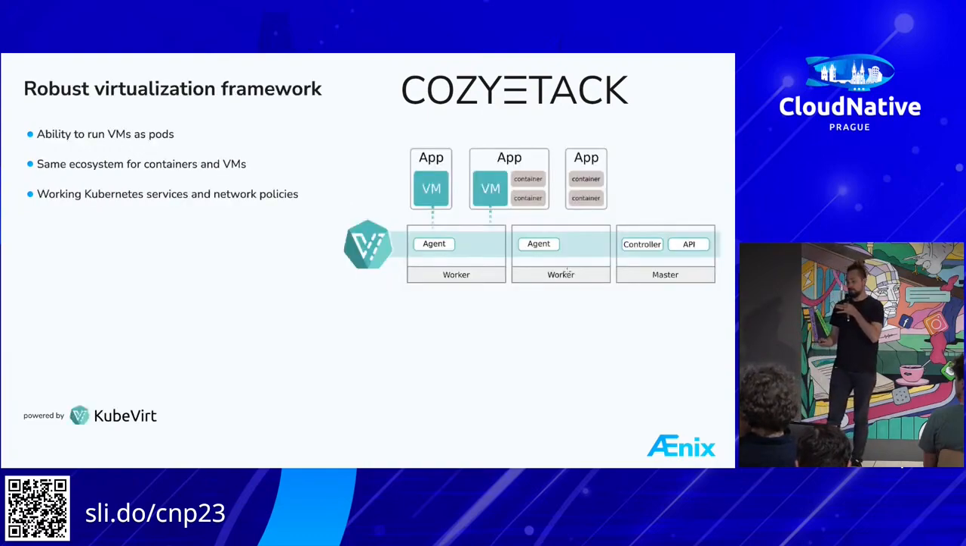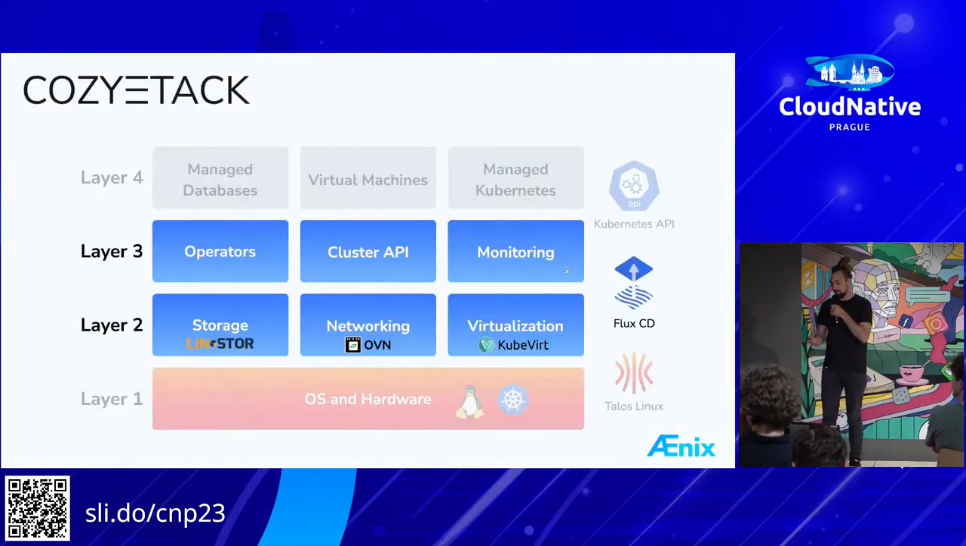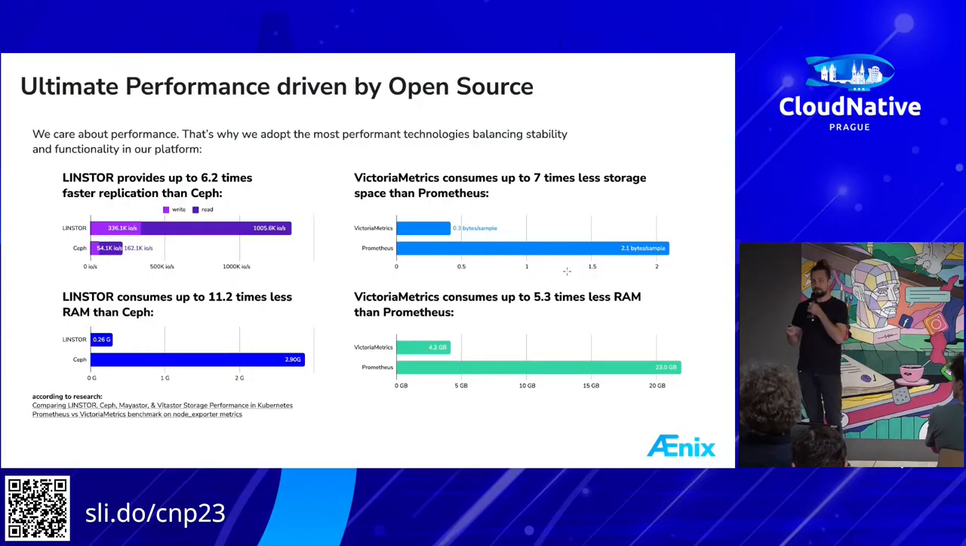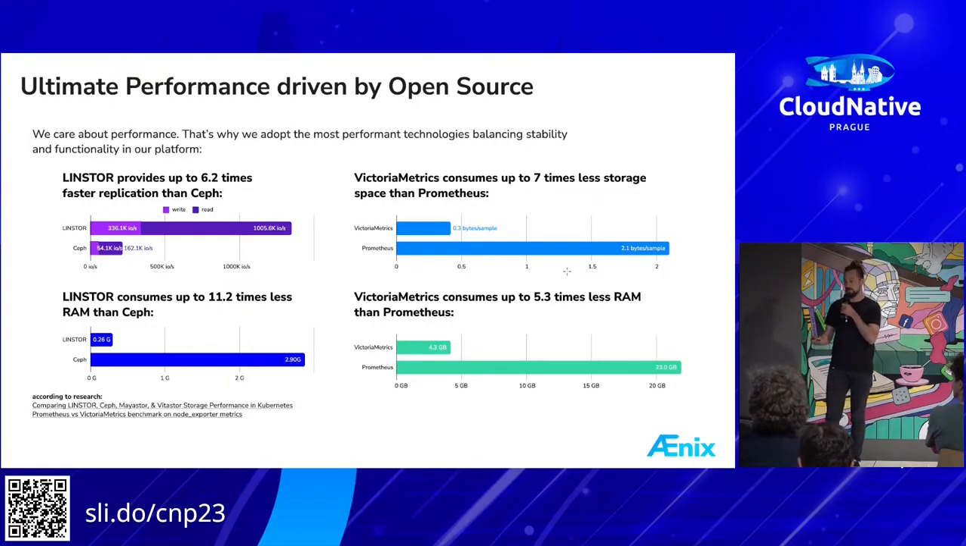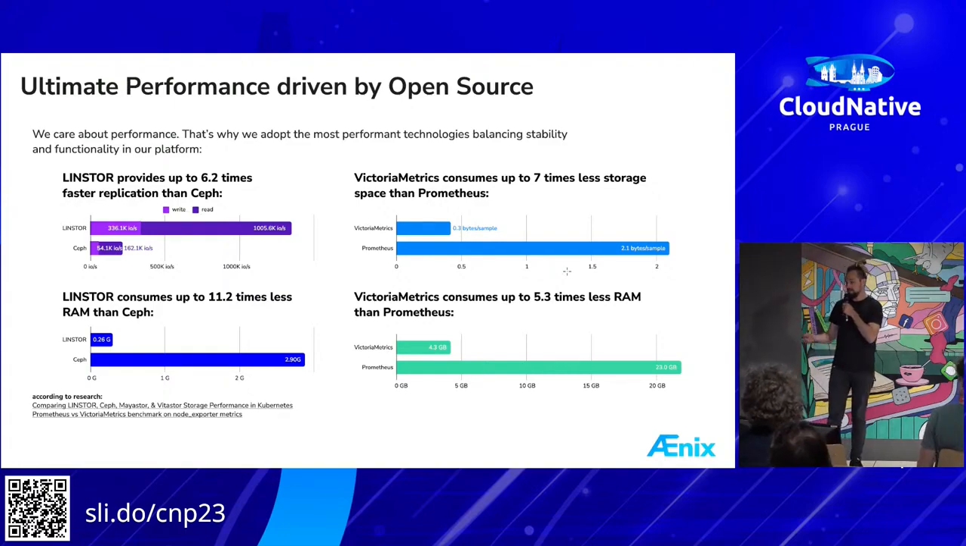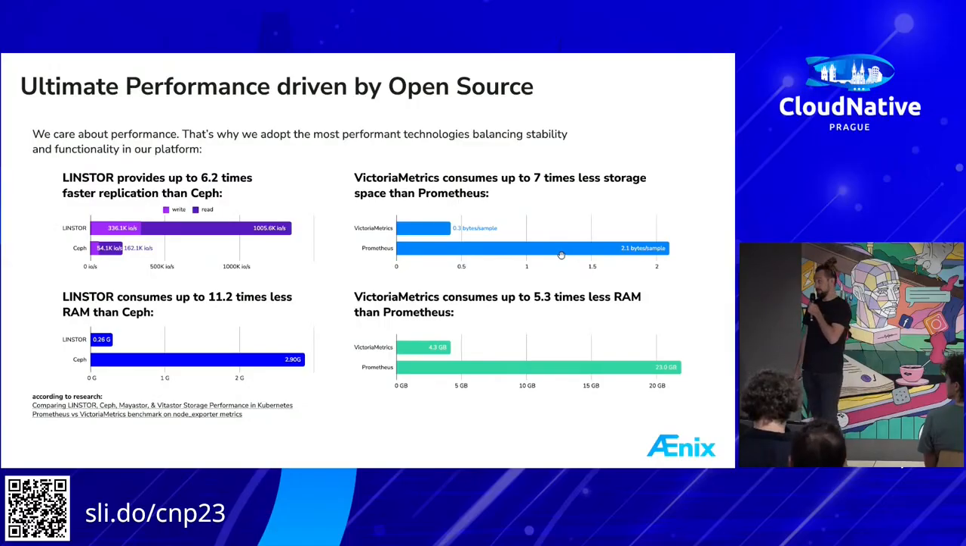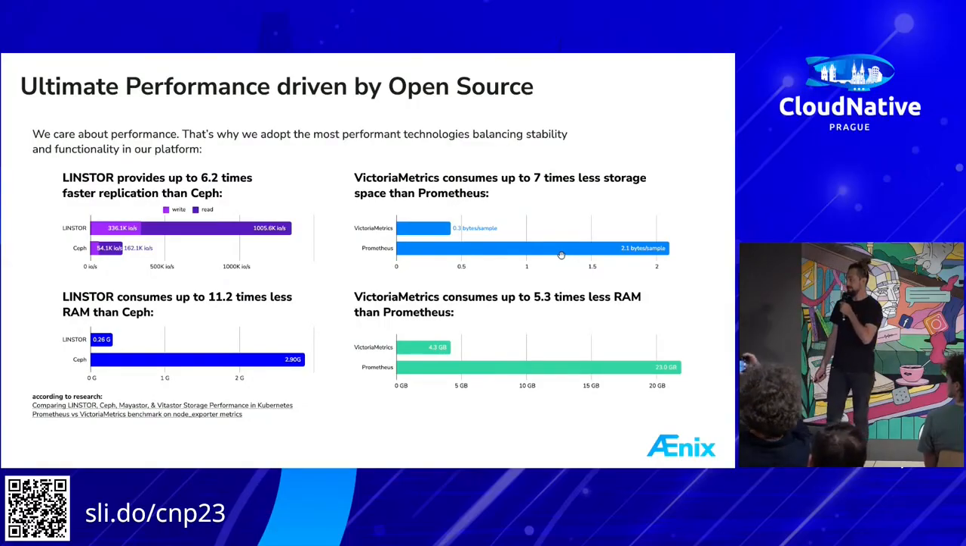We ship monitoring system, virtualization based on KubeVirt, and all of these open source components from which our platform is made of. Here are some charts why we choose exactly LINSTOR over Ceph. We also use Victoria metrics instead of Prometheus because we really want to get most performance what we can get from the bare metal nodes. In those charts, you can see that it's usually faster almost in 7 or 10 times and more productive than the other upstream technologies.